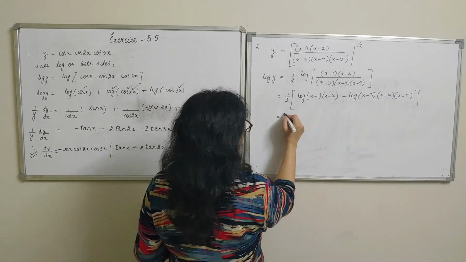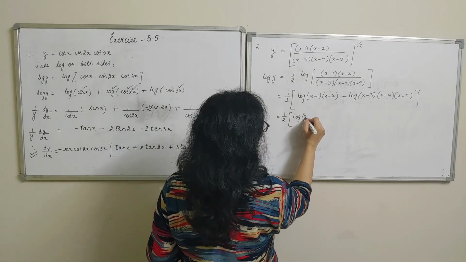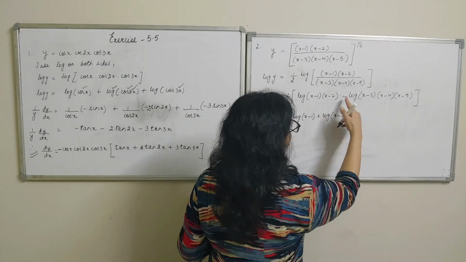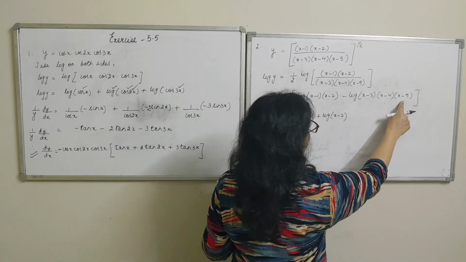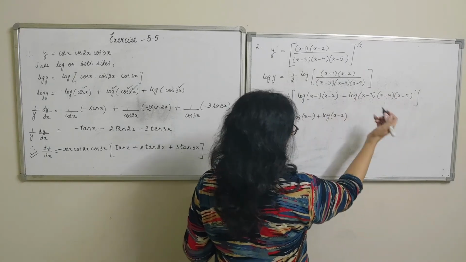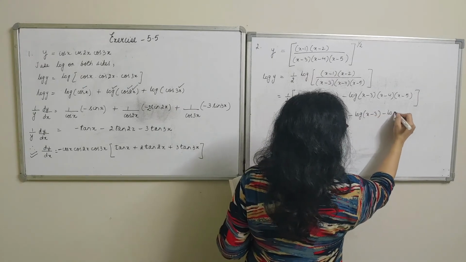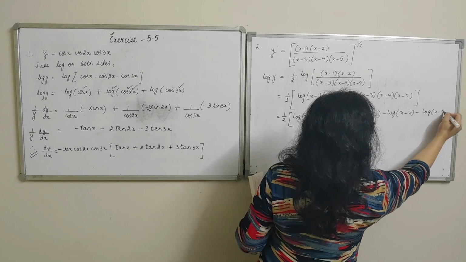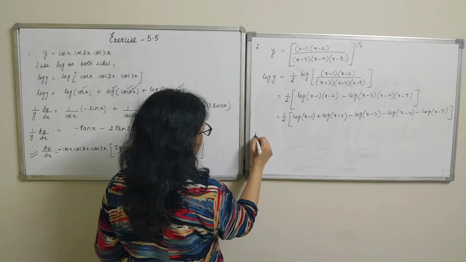Now also properties of log can be used. This is log ab, which can be written as log a plus log b. Minus sign here, so right now if we ignore the minus sign, log abc can be written as log a plus log b plus log c, and then there's a minus sign, so all three terms become negative: minus log (x minus 3) minus log (x minus 4) minus log (x minus 5). So you have got 5 log terms, and now it is very easy to differentiate.